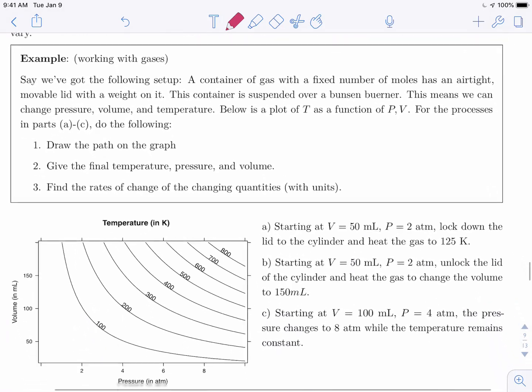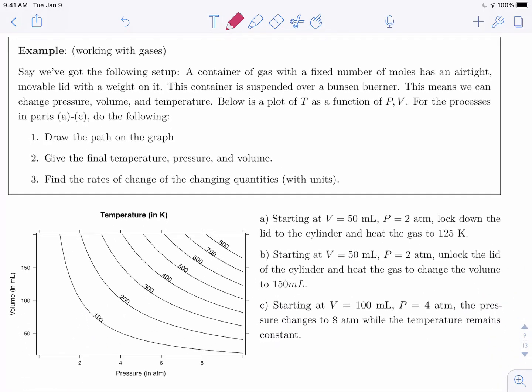Here's the example. So say we've got the following setup. We've got this container of gas, fixed number of moles, airtight movable lid with a weight on it. Container is suspended over a Bunsen burner. Essentially, the idea is we can change pressure, volume, and temperature. So I could change the volume by allowing the lid to expand or contract. I can add more pressure by adding a weight. I can work on the temperature by heating it or cooling it down. This might not necessarily be super chemically accurate, but do your best.